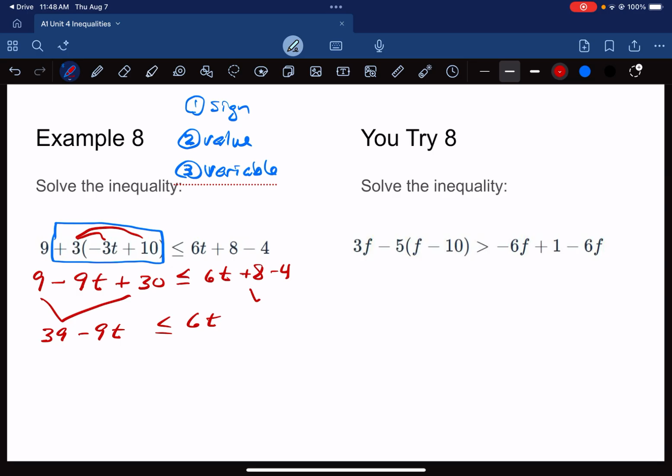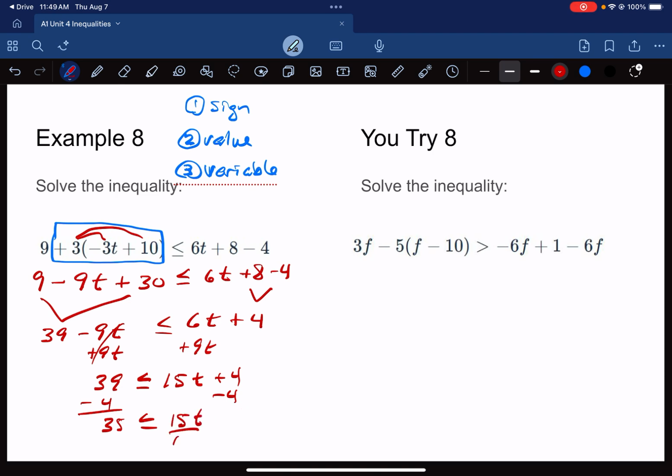And on this side, I've got 8 and negative 4. Well, that's positive 4. 8 good guys, 4 bad guys. Good guys win that. Now, which one do you want to move, the negative 9t or the 6t? Well, I'm going to move the negative 9t. I'm going to add 9t to both sides. Now, 39 is less than or equal to 6 good guys, 9 good guys, that's 15 good guys. Now I'm going to subtract 4 from both sides. That's 35.